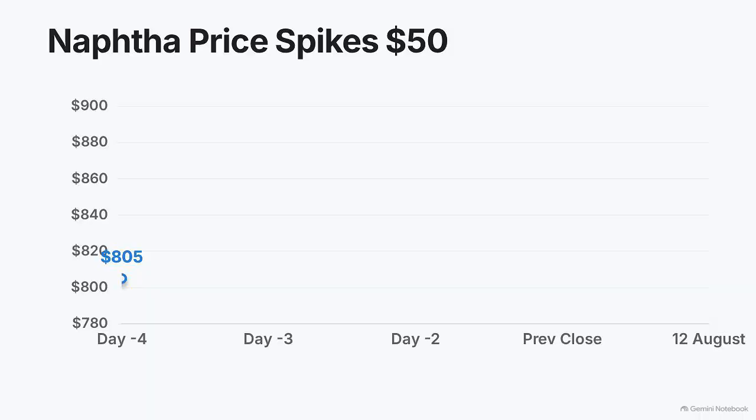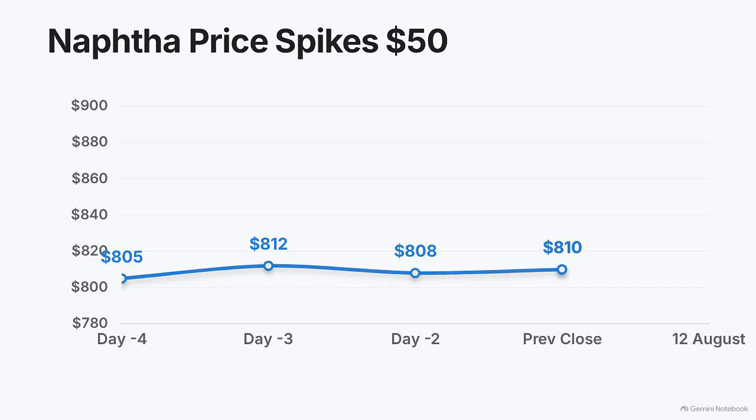We begin with the very first line of the text: naphtha. Naphtha is the primary liquid feedstock. It is the upstream bedrock that dictates the cost of petrochemical production throughout Asia and Europe. This $50 upward indicator represents a sudden cost pressure at the absolute source of the chemical chain.